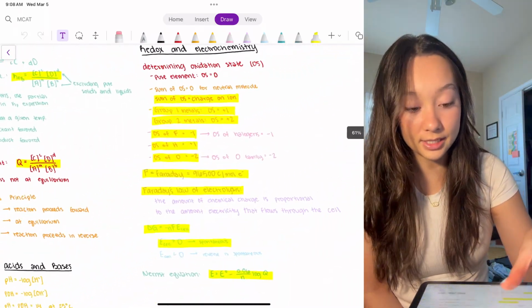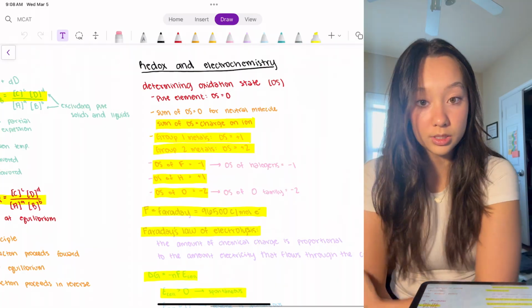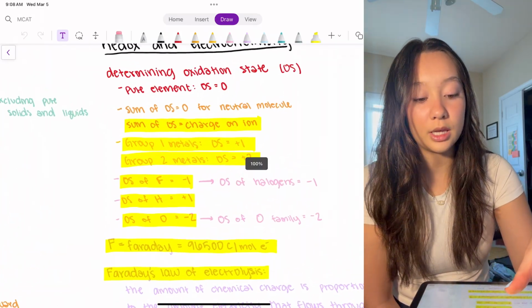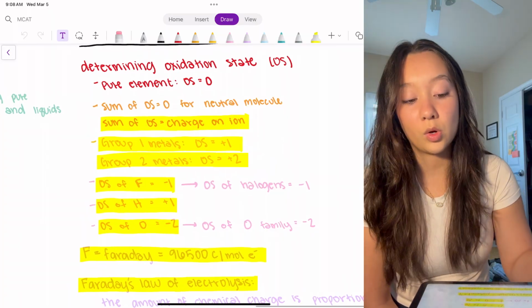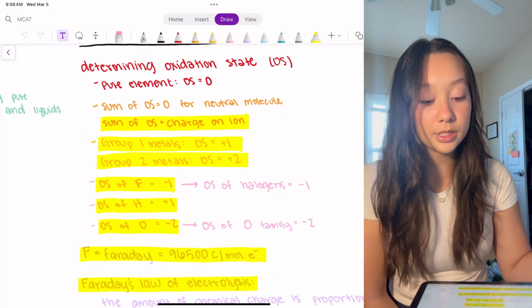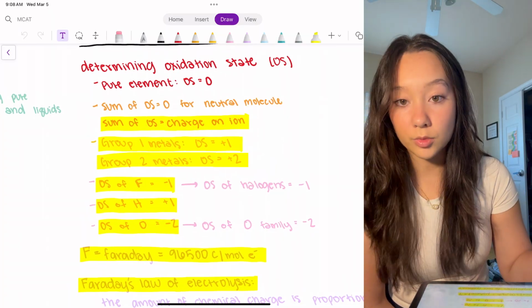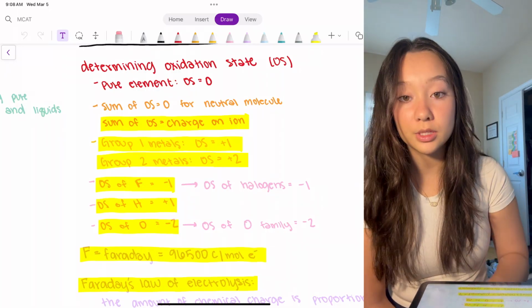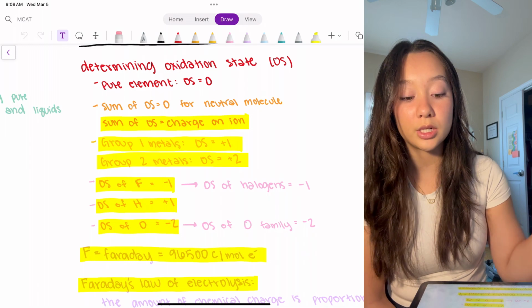Okay, last section. This is redox and electrochemistry. So this first part is determining the oxidation state, or OS. Pure elements are going to be 0. A neutral molecule is always going to be 0. And then the sum of the oxidation states is always going to be the charge on the ion.